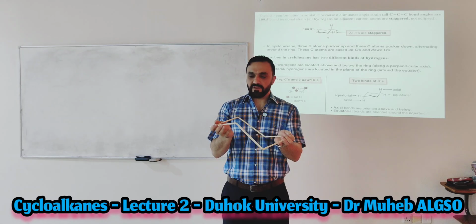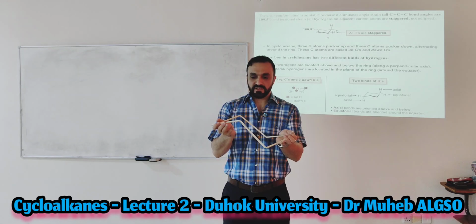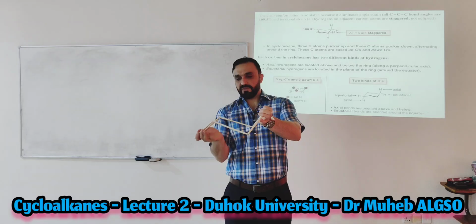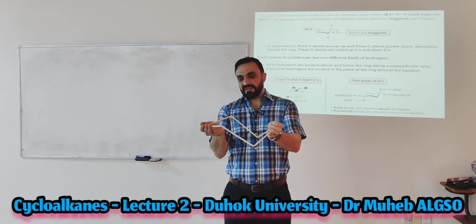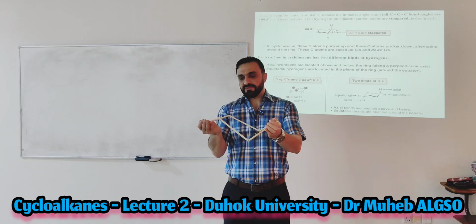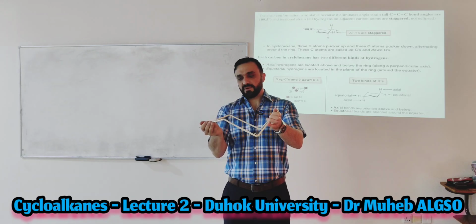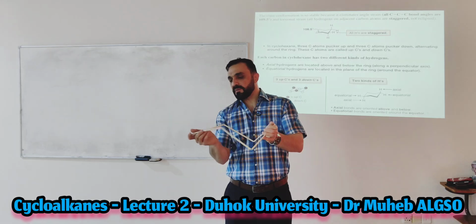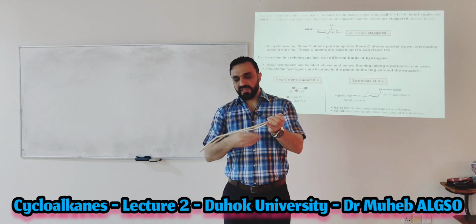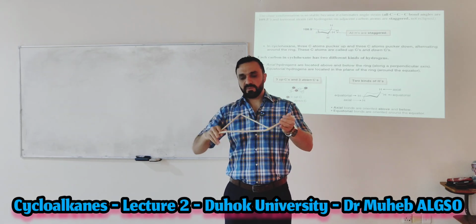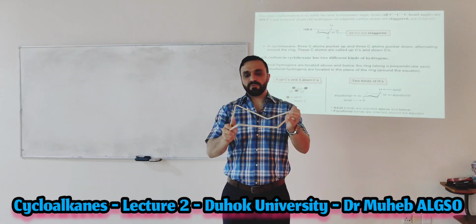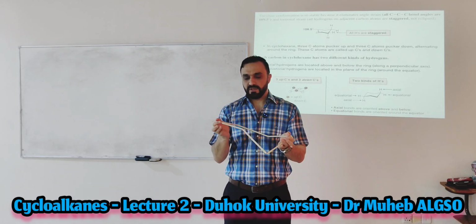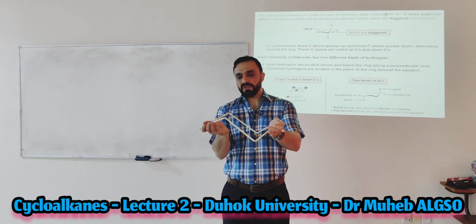Where is the plane of the molecule? Here, the plane of the molecule, like that. If we say this is the plane, the molecule must be like that, okay? This is the plane of the molecule. You have 3 carbons down to the plane, this 1, 2, 3, and you have 1, 2, 3 up to the plane, okay? So, it will be like that.